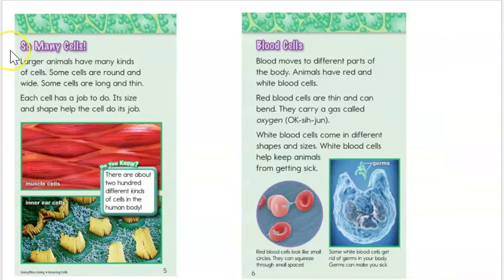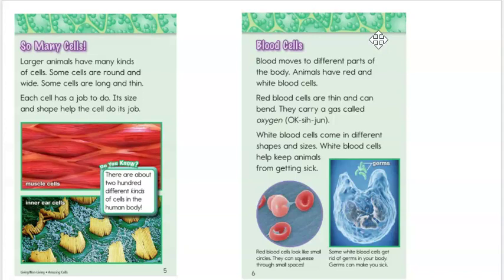So many cells. Larger animals have many kinds of cells. Some cells are round and wide. Some cells are long and thin. Each cell has a job to do. Its size and shape help the cell do its job. Do you know there are about 200 different kinds of cells in the human body? Muscle cells, inner ear cells, blood cells.